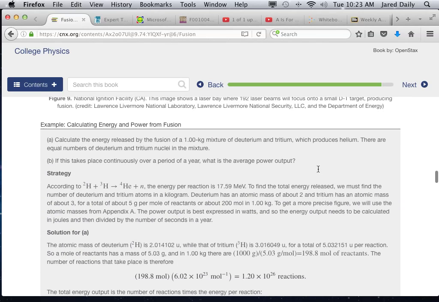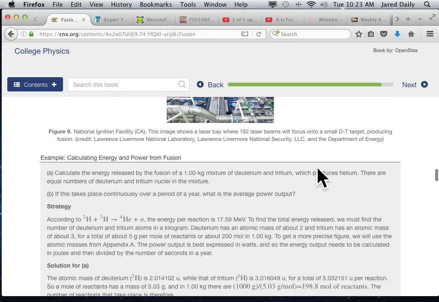So in this example, they want us to calculate the amount of energy released when we create helium from deuterium and tritium from that particular reaction, where you have hydrogen-2 and hydrogen-3 creating helium-4 plus a neutron. The energy per reaction is 17.59 mega electron volts. What if we have a 1 kilogram mixture of deuterium and tritium? Which means we have half and half equals 1 kilogram, right?